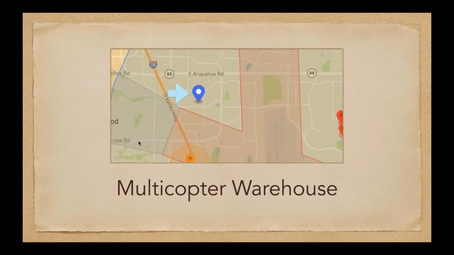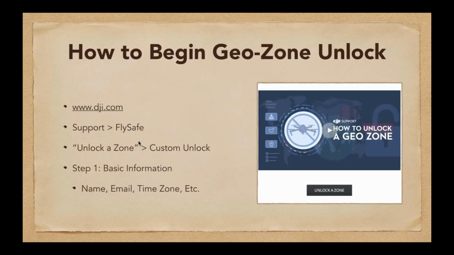Here at Multicopter Warehouse, we are located right across the street from Centennial Airport, so we have to deal with this quite a bit. We are inside an authorization zone, so we have plenty of experience unlocking all of our drones every time we do a test flight or just want to have some fun and pop up our drone.